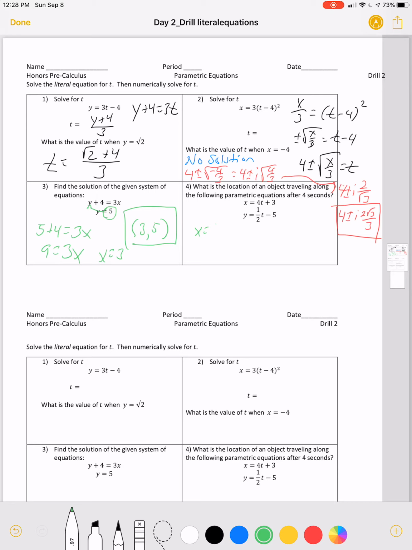So x equals 4 times 4 plus 3. So x is going to be, what, 16 plus 3 is 19. And then y is going to be 1/2 of 4 minus 5. A half of 4 is 2, minus 5 is negative 3. So our solution is the ordered pair 19, negative 3. Again, that was probably the easiest one on there.